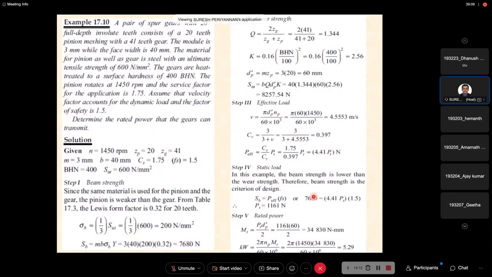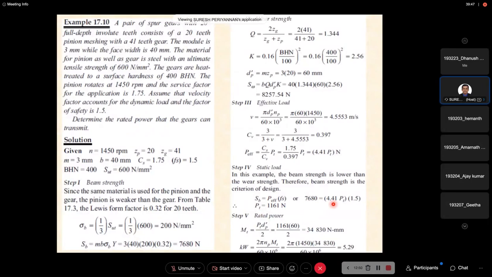If I consider the wear strength, then I am going to have bending failure. Hence, to avoid that bending failure, I have considered the beam strength value, which is less than the wear strength. Now we are in the safe limit as per the wear strength concept, and as per the beam strength also. Hence, I am considering the lowest value, the beam strength load, 7,680 Newton.